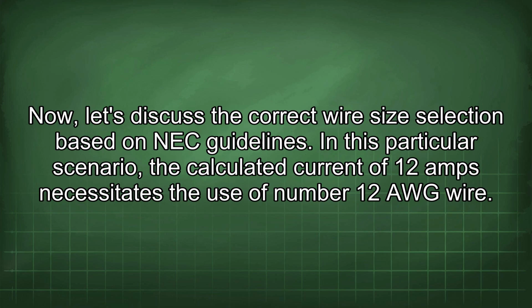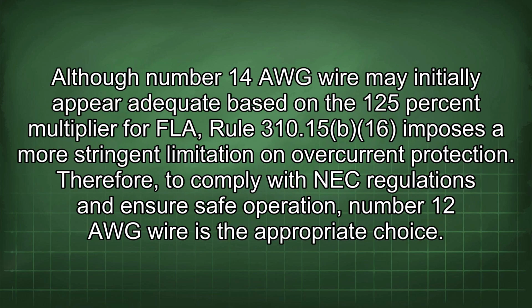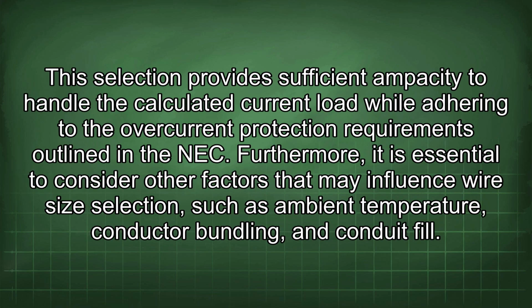Now let's discuss the correct wire size selection based on NEC guidelines. In this particular scenario, the calculated current of 12 amps necessitates the use of number 12 AWG wire. Although number 14 AWG wire may initially appear adequate based on the 125% multiplier for FLA, Rule 310.15(16) imposes a more stringent limitation on overcurrent protection. Therefore, to comply with NEC regulations and ensure safe operation, number 12 AWG wire is the appropriate choice. This selection provides sufficient ampacity to handle the calculated current load while adhering to the overcurrent protection requirements outlined in the NEC.